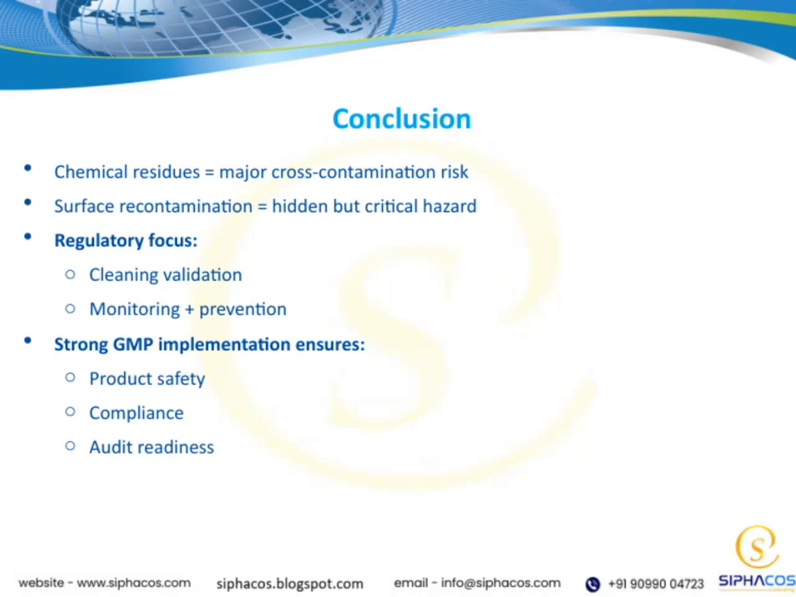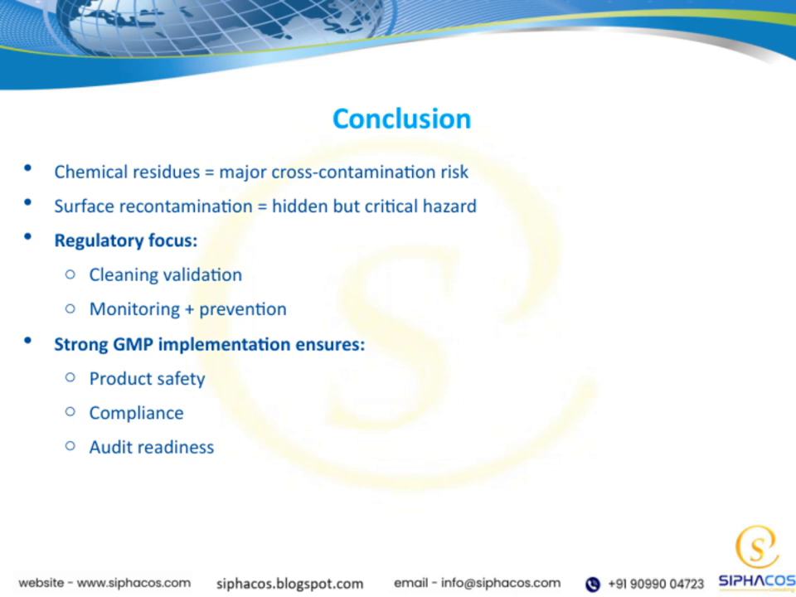Let's wrap up with the key takeaways. First, chemical residues remain a major risk for cross-contamination, which can compromise product safety. It's important to remember that surface recontamination is often hidden, but still a critical hazard we must address. From a regulatory perspective, the focus is on cleaning validation, making sure cleaning procedures are effective, and on ongoing monitoring and prevention strategies. These are vital to maintaining control and ensuring safety.